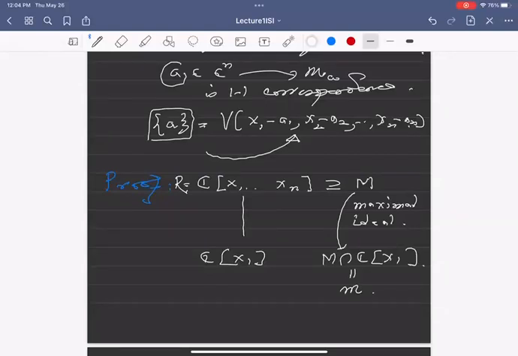Yeah, anybody? Is it a maximal ideal? Is it a prime ideal? What kind of ideal is this?